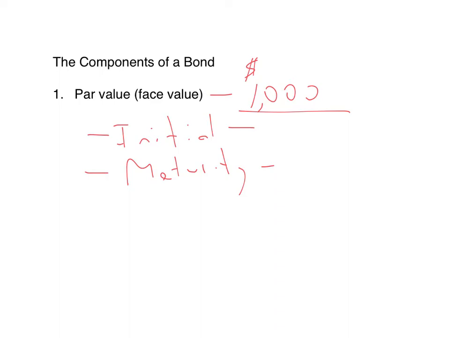But par serves a third purpose. Par value is the base on which we determine coupon payments. Now, at this point, it might be good to introduce the second component, the coupon rate. Bonds carry what we call a coupon rate. It's sometimes referred to as the interest rate on a bond, although that's somewhat confusing. The coupon rate tells us how much the bond holder will receive each year from the corporation.